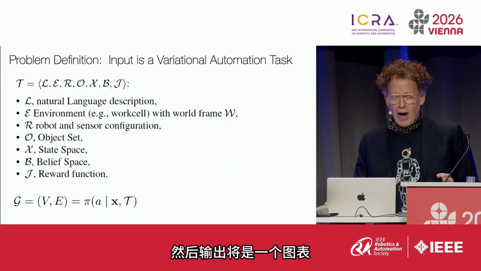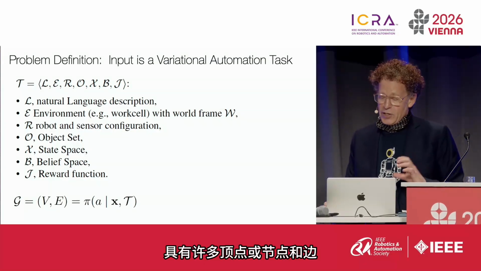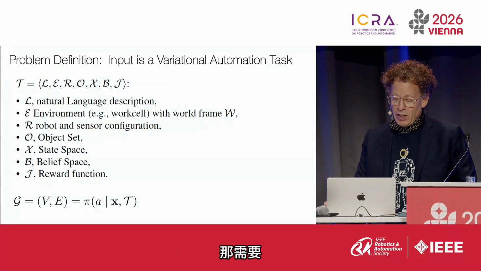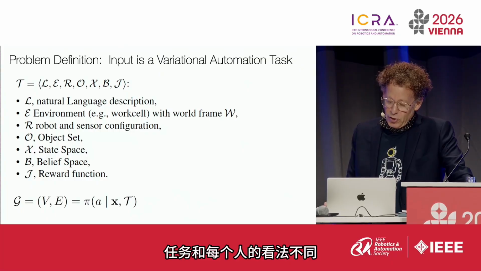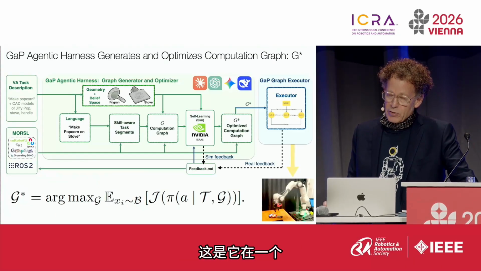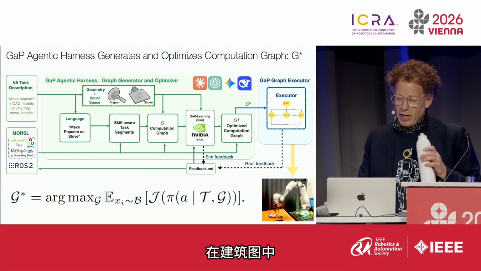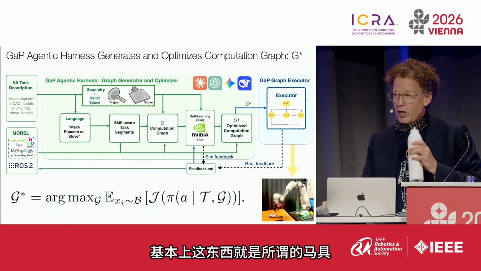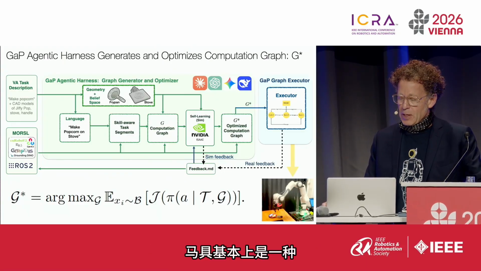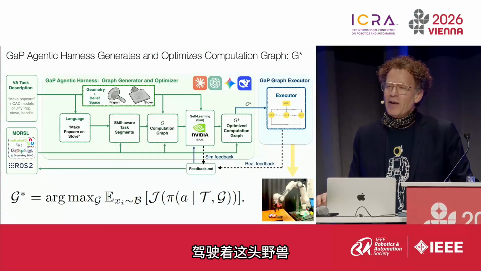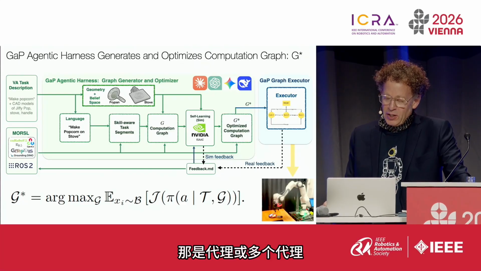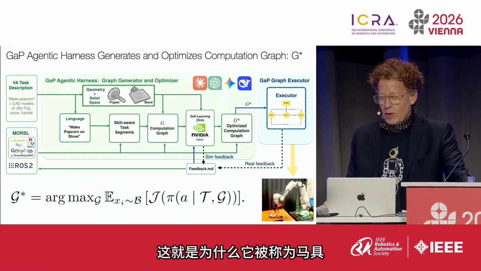And the output then is going to be a graph with a number of vertices or nodes and edges. And that's going to be used to instantiate a policy that's going to take the task and, for each state, generate appropriate actions. So here is what it looks like in an architectural diagram. Basically, this thing is what's called a harness, meaning that the harness is a way of basically driving this wild beast that's the agent, or multiple agents. You need a way to get them to do what you want. So that's why it's called a harness.